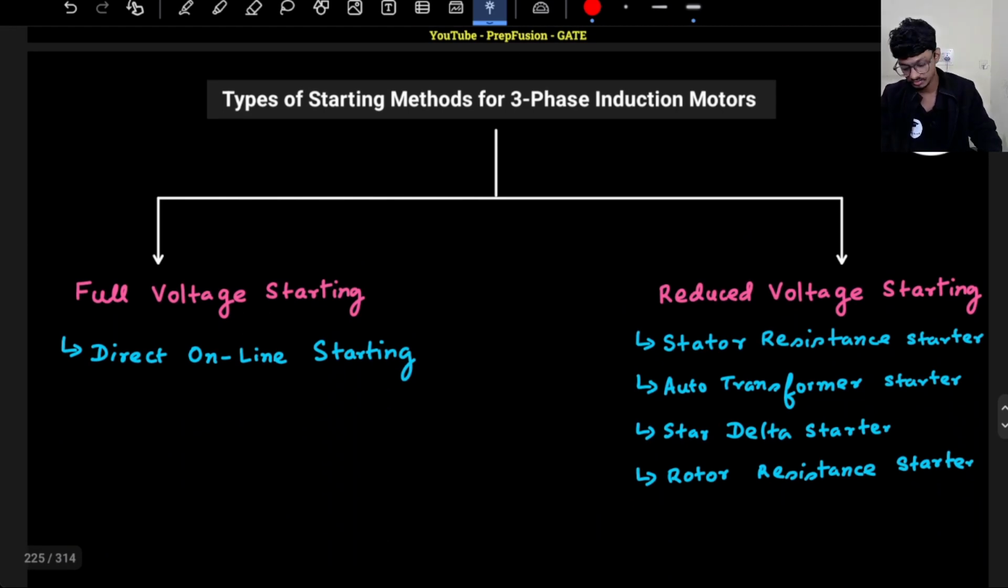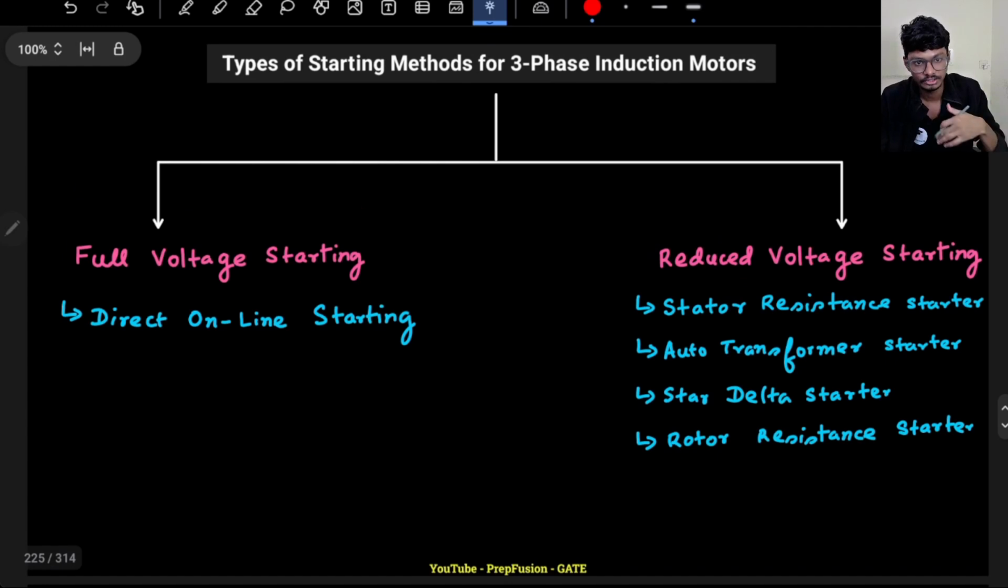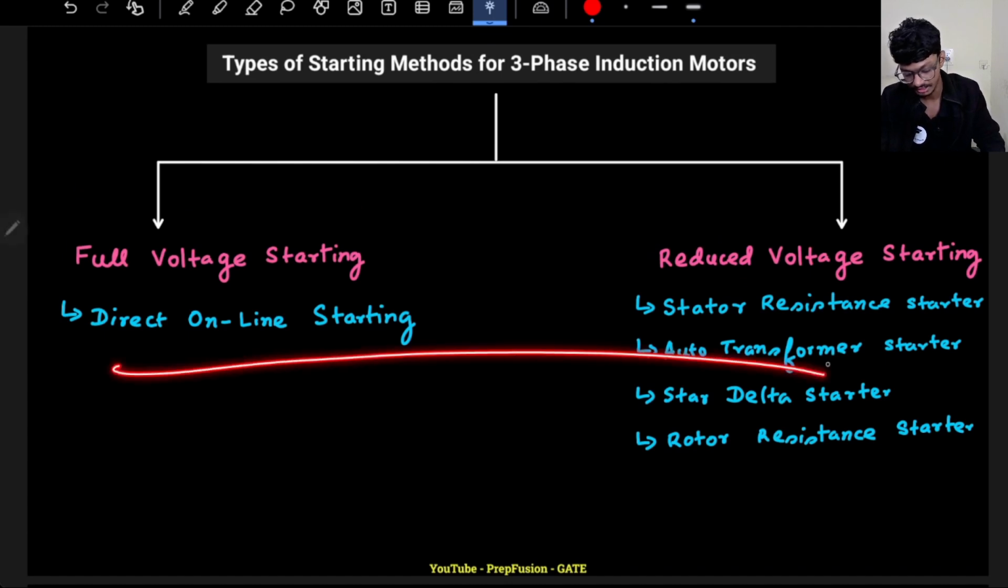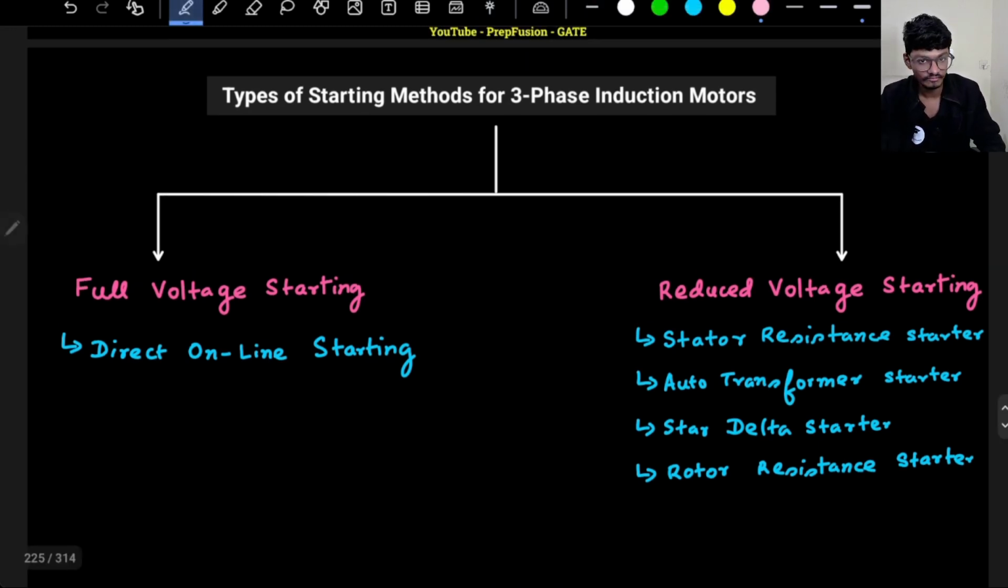Now, the types of starting methods. There are many kinds of starting methods, which you will see. The ultimate goal is to reduce the starting current. That is the ultimate goal of all these starters. Sometimes one method is better than another, it depends on your requirement. So we will use any one of these starters depending on our requirement.